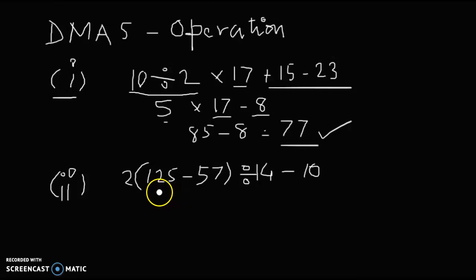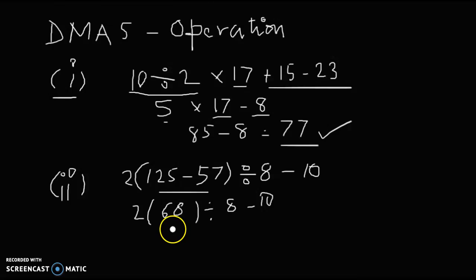Okay, here we'll take the bracket first. 125 minus 57. This is 2 multiplied by 125 minus 7 is 68. 68 divided by 8 and minus 10.